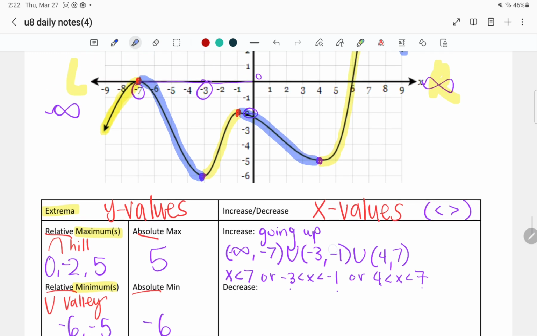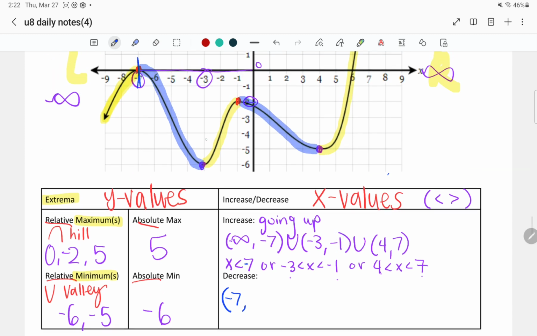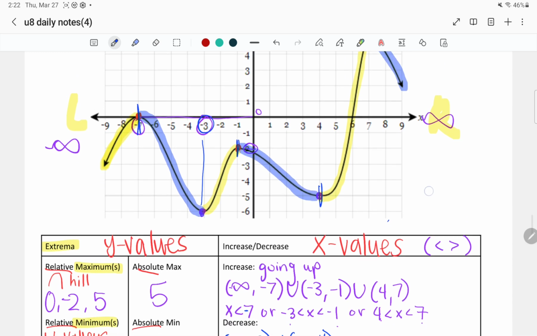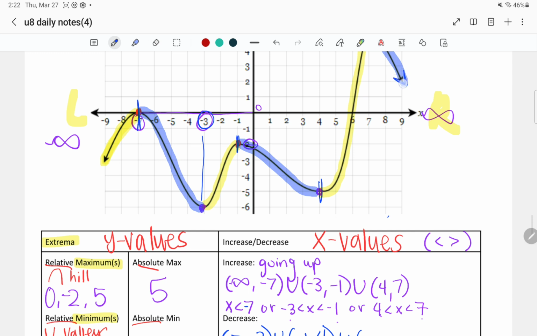Okay. And then we just have to say where that is, right? So I started my highlighting blue at -7. I finished highlighting blue at -3. Union, started again at -1, stopped at 4, started again at 7, positive, and then this goes on forever and ever.